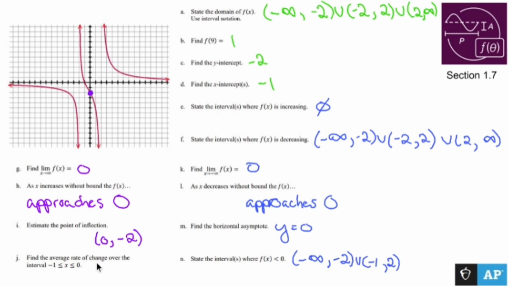Find the average rate of change over the interval -1 to 0. So that's -1. That's 0. The average rate of change is a slope where we go down 1, 2 over 1. So we'll say -2 over 1, which is -2. Holy Christmas, that's a problem. But we did it.